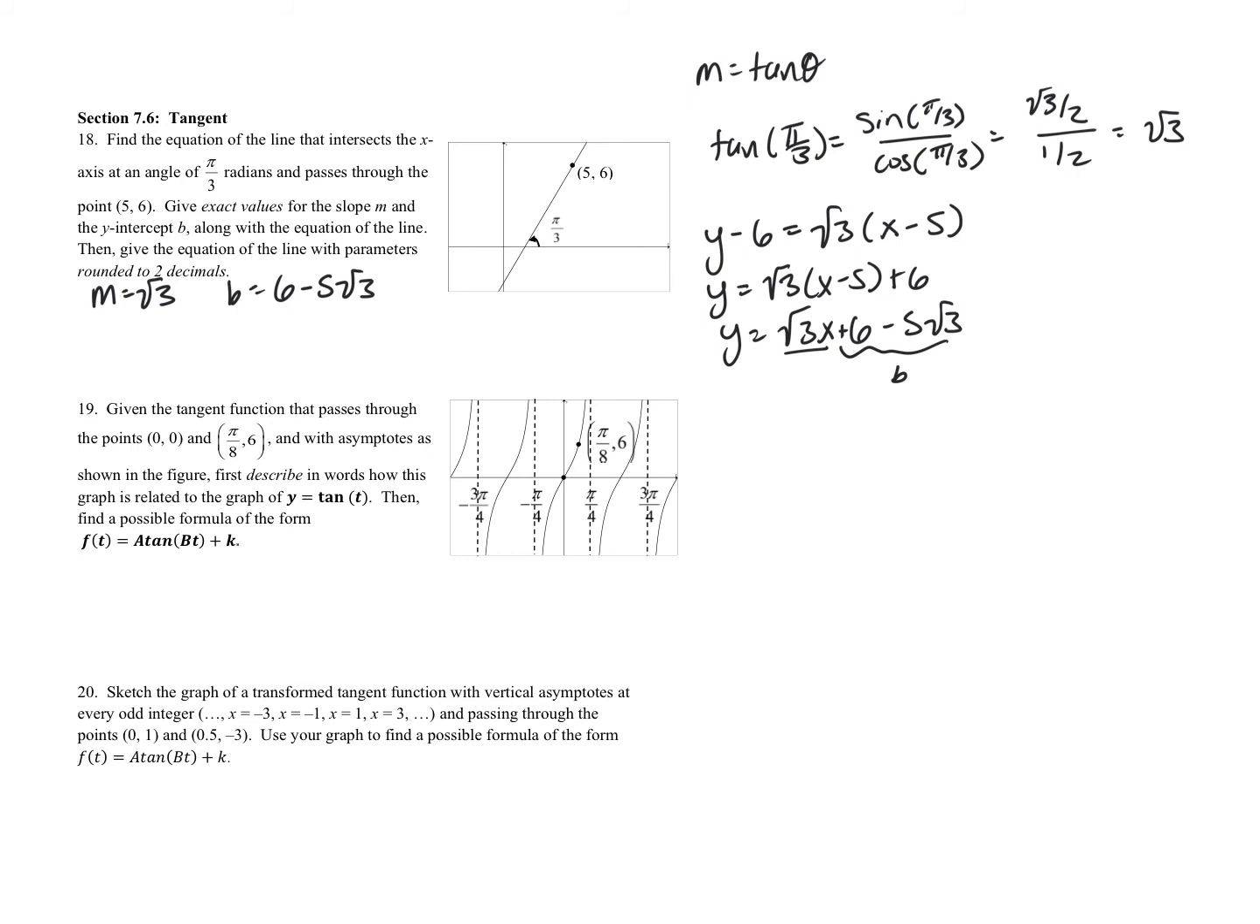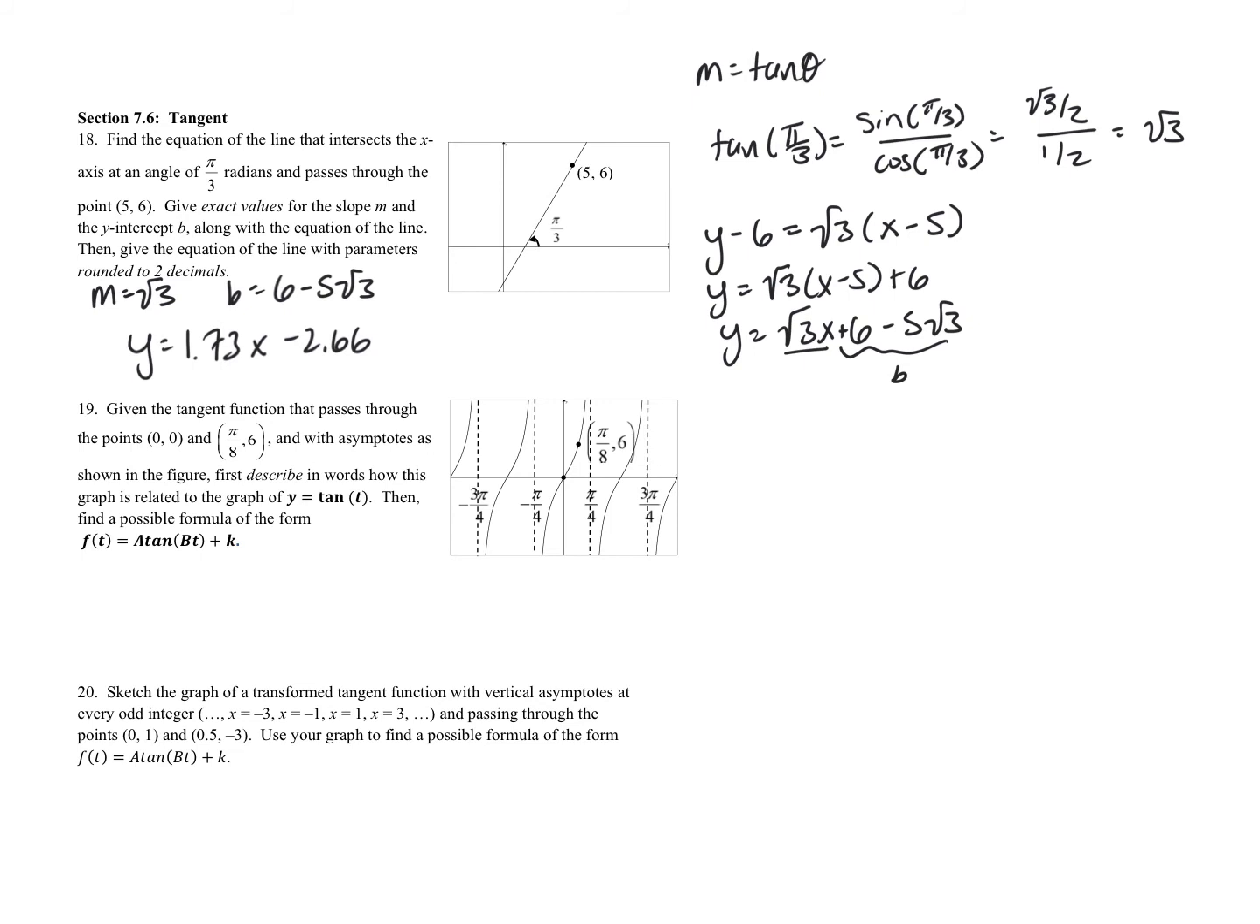And then finally, they want us to write the equation of the line with parameters rounded to 2 decimal places. So plugging those into your calculator, you will get about 1.73x minus 2.66. There we go.